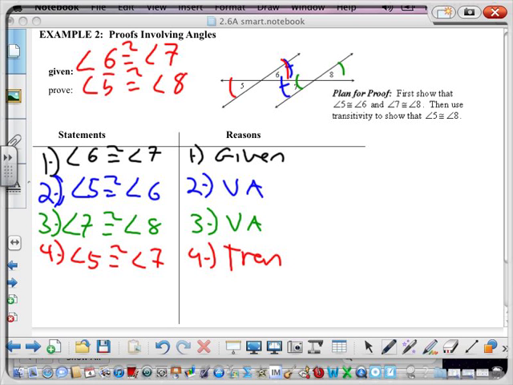Please turn that off. 7 is congruent to 8. So we know what? I'm sorry, I'm teaching and this is being recorded, so you need to be quiet now. Unless you have an answer.